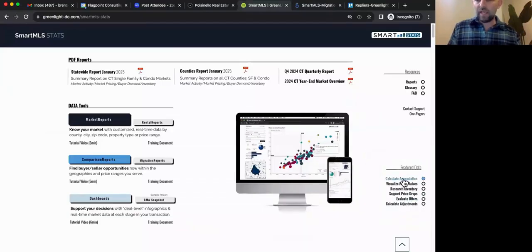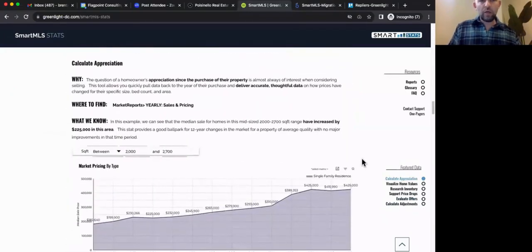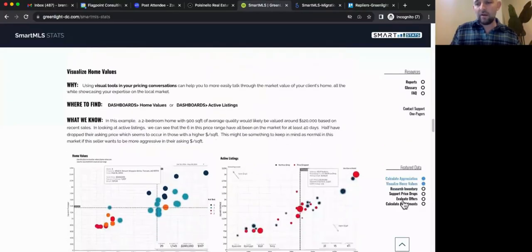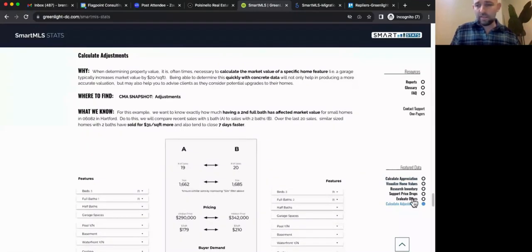These are little nuggets, for example, of featured data that people like. So you may have a meeting and you want to just real quickly say, team, I just want to show you guys how to calculate appreciation. And this kind of explains why they would want to do it, where they would go to find it, and then what that would look like. And in this case, we can see that 2,300 square foot properties have appreciated almost 2x in the last 8 years. And so there's lots of different things in there that you might want to read through, anything from calculating adjustments on properties to accepting offers and things like that.